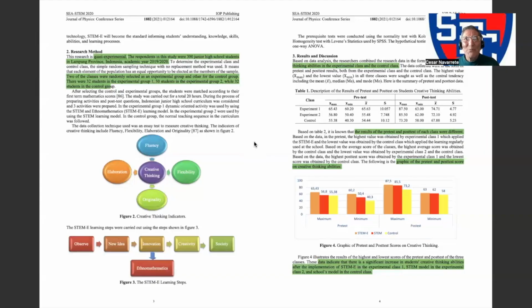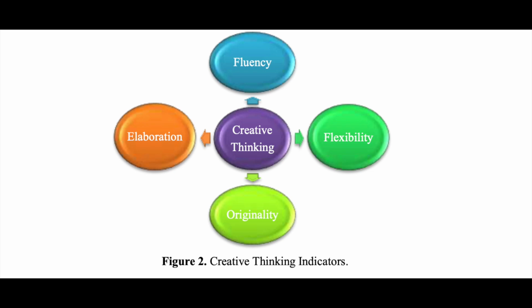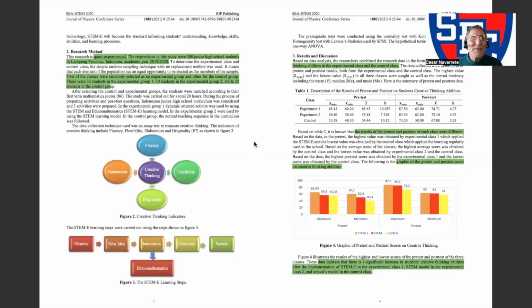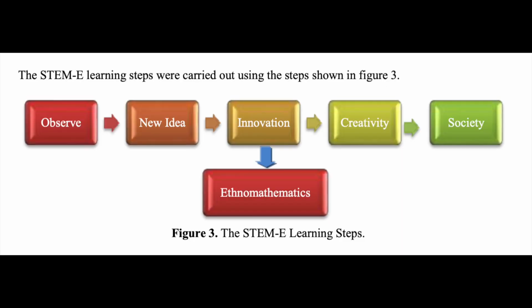Then I will scan through the paper and review the graphics. You will see creative thinking indicators, which describe the constructs around creative thinking, usually includes fluency, flexibility, originality, elaboration. On this figure, you see the process of STEM e-learning, which are used in this experimental intervention with middle school students. Students are involved in the process of observation, generating new ideas, then innovating, being creative within the context of society, which is reduced to ethnomathematics.